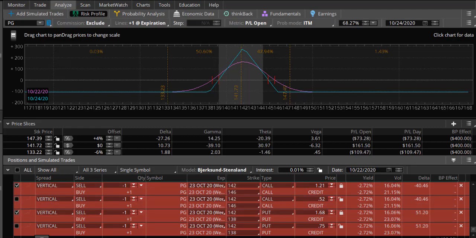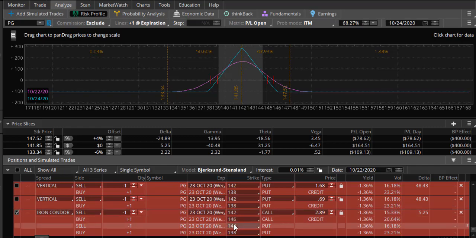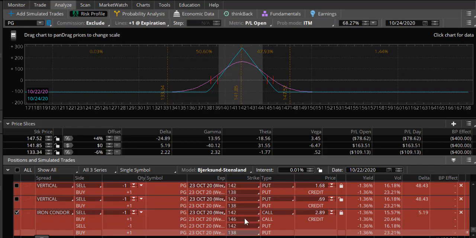Here's the other way to look at it. Basically, the spread is the iron condor butterfly. You're short the 23 October 142 call, which expires tomorrow, Friday. You're long the 146 above it, then short the 142 put, long the 138 below it. So a straddle surrounded by a strangle. The total credit received is your maximum potential profit, $289, and your risk is the difference between the spread width and the credit, so your risk is $111.